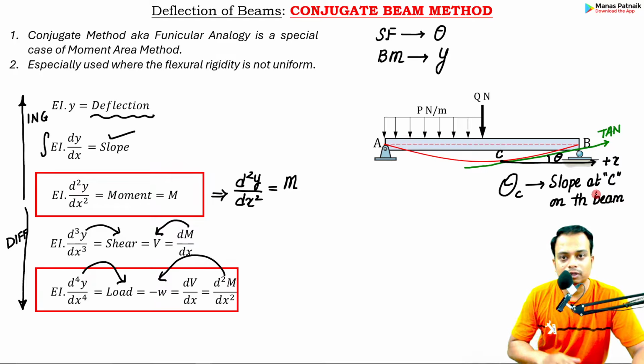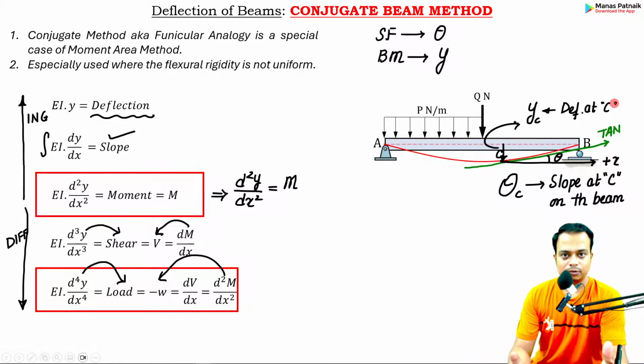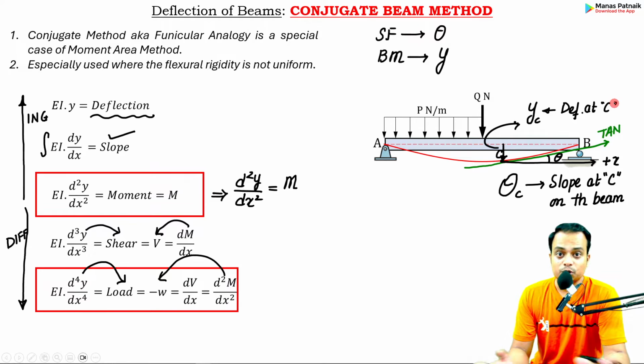Okay, so this is going to be our objective today, to find the slope of the beam. Also, this vertical displacement over here is represented by YC. This is what you call the deflection at point C. Obviously, when you solve numericals, you'll be asked to find the slopes and deflection at different points on the beam. So you should be skilled enough. I'm sure you will be after watching this lecture to find the slopes and deflections. No problem. So far, so good.